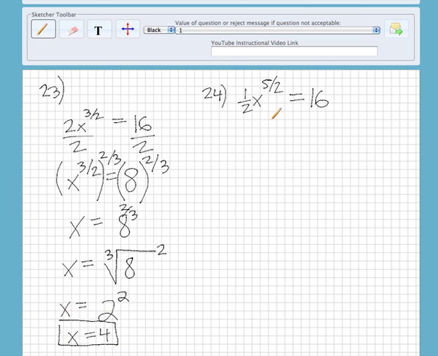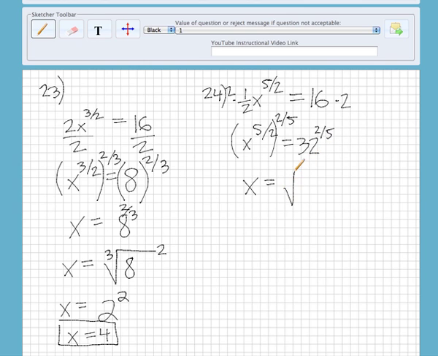This one's pretty similar up here. We've got to get rid of the 1/2, so we multiply both sides by 2. And then we get x to the 5 halves equals 32. We have a fractional exponent again, so we just raise both sides to the 2/5 to get rid of that fractional exponent. Those cancel, and you're left with x to the 1 power equals 32 to the 2/5.